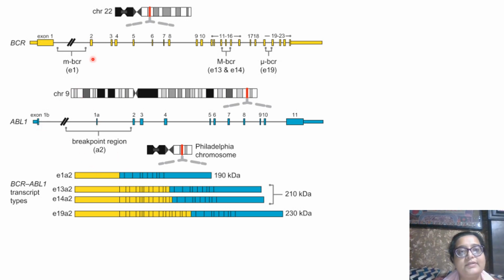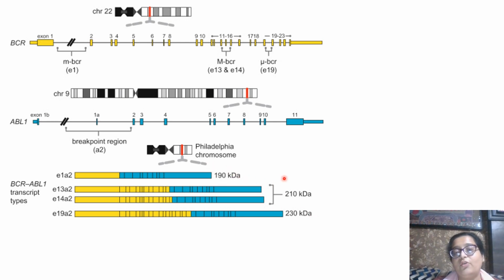And then similarly, if this is the 22, this is the 9, so in 22 it is somewhere over here. So this part has been enlarged for you. And this is exon 1 in ABL1. It is somewhere over here, and this is the part which breaks. So we get products like E1A2, E13A2, E14A2. 13 and 14 are the most important ones, 14 more so, with better response than 13. And they give the byproduct, which is a protein of 210 kilodalton. E19A2 gives 230 kilodalton, and E1A2, 190 kilodalton.